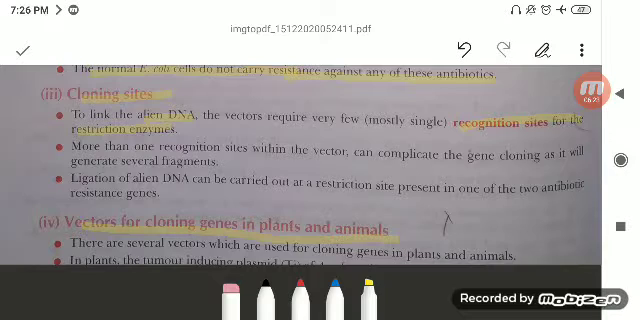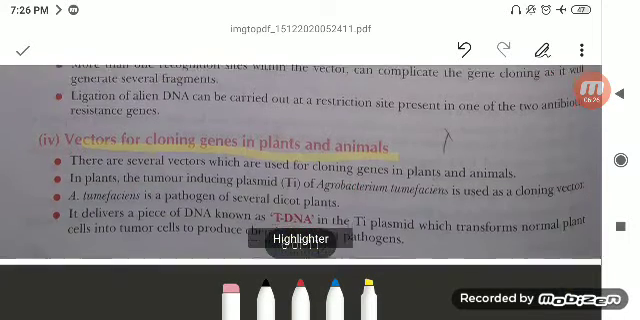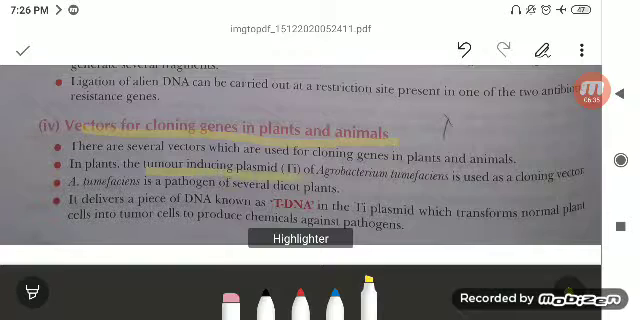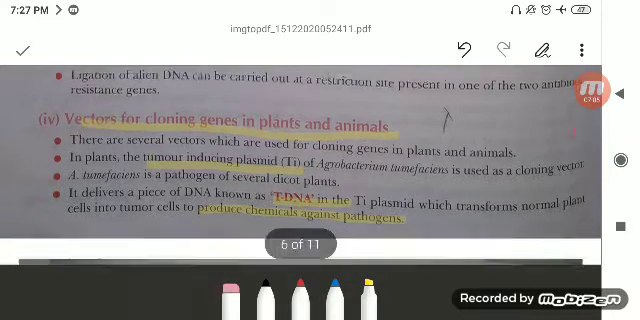Now, the vectors for cloning genes in plants and animals. There are several vectors used for cloning genes in plants and animals. In plants, the tumor inducing plasmid, Ti, of Agrobacterium tumefaciens is used as a cloning vector. This is a pathogen of several dicot plants. It delivers a piece of DNA known as T-DNA, which transforms normal plant cells into tumor cells.